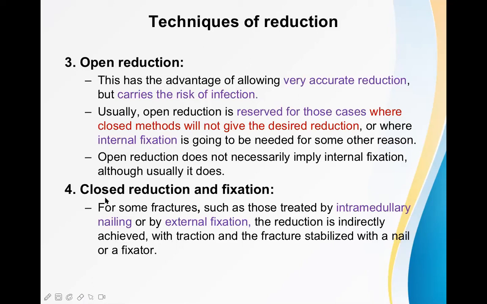Another technique of reduction would be closed reduction and fixation. Closed, you are not opening that fracture site, but at the same time you are reducing the fracture and fixing it. Good examples are intramedullary nail and external fixator. We are going to talk about them in this topic. This is a relatively longer topic, so the different ways of internal fixation will be dealt with, and sometimes we fix the fracture from outside also, which is known as external fixation.